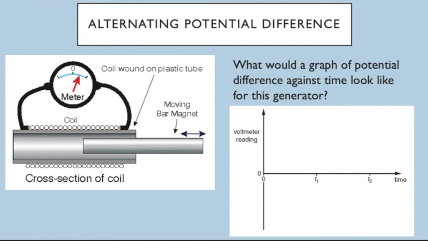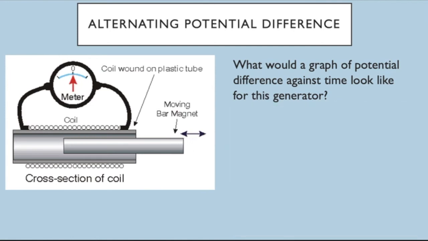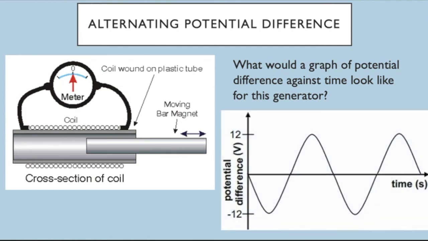What would a graph of potential difference against time look like for this generator then? We've got time on the x-axis and voltage on the y-axis. You might want to have a little sketch of it before we give it a go. So what do you think? It would look something like this. It would look kind of like a sine curve going up and down, with potential difference being positive, then negative, with a constant frequency, a constant time period on the x-axis.